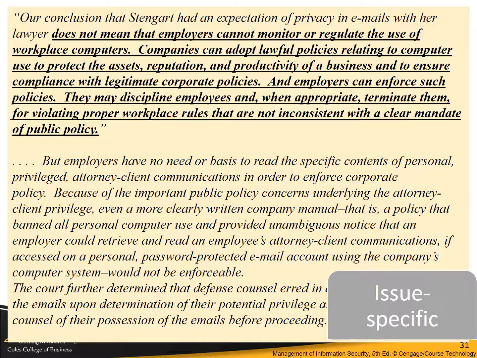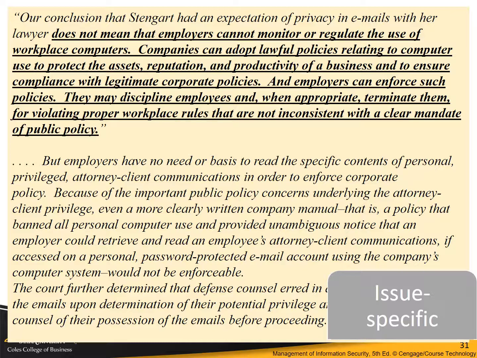However, the court also specifically stated that the decision, quote, does not mean that employers cannot monitor or regulate the use of workplace computers. Companies can adopt lawful policies related to computer use or to protect the assets, reputations, and productivity of a business and to ensure compliance with legitimate corporate policies. And employers can enforce such policies. They may discipline employees and, when appropriate, terminate them for violating proper workplace rules that are not inconsistent with a clear mandate of public policy.